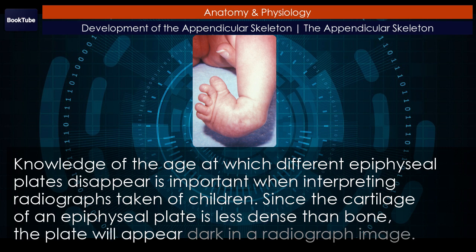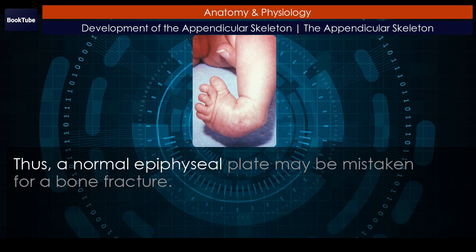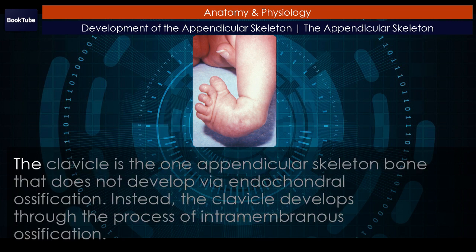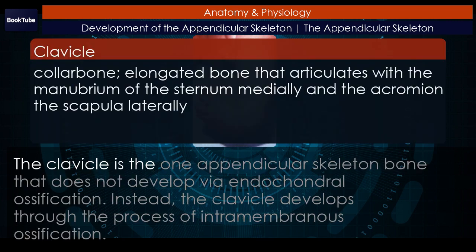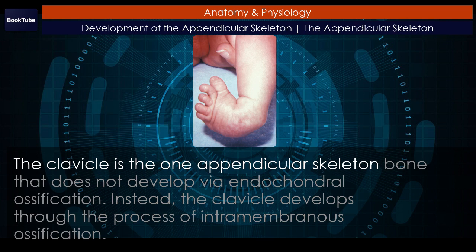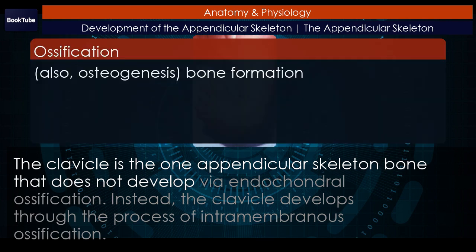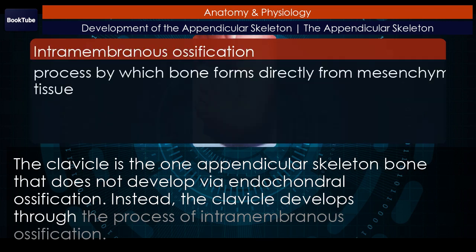The plate will appear dark in a radiograph image. Thus, a normal epiphyseal plate may be mistaken for a bone fracture. The clavicle is the one appendicular skeleton bone that does not develop via endochondral ossification. Instead, the clavicle develops through the process of intramembranous ossification.